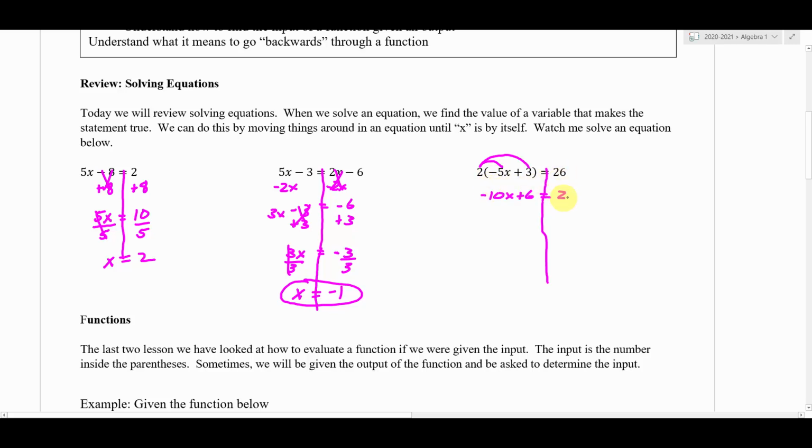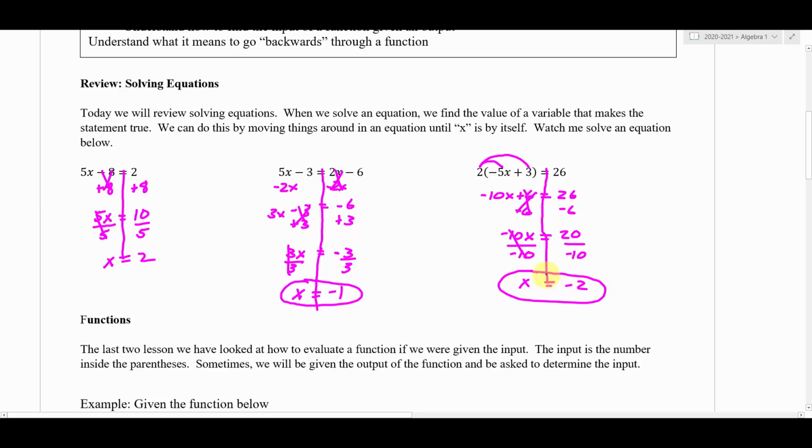Now we still have a 26 on the right-hand side. And then I'm going to do the same thing that I did in the previous 2 problems. I'm going to start moving everything away from the x, over to the other side, until the x is by itself. So I'm going to subtract 6 first. So those go. And I've got -10x equals, and then 26 minus 6 is 20. And then we'll divide both sides by -10. So the 10's cancel, and we've got x equals, well, 20 divided by -10 is -2. And there we go.